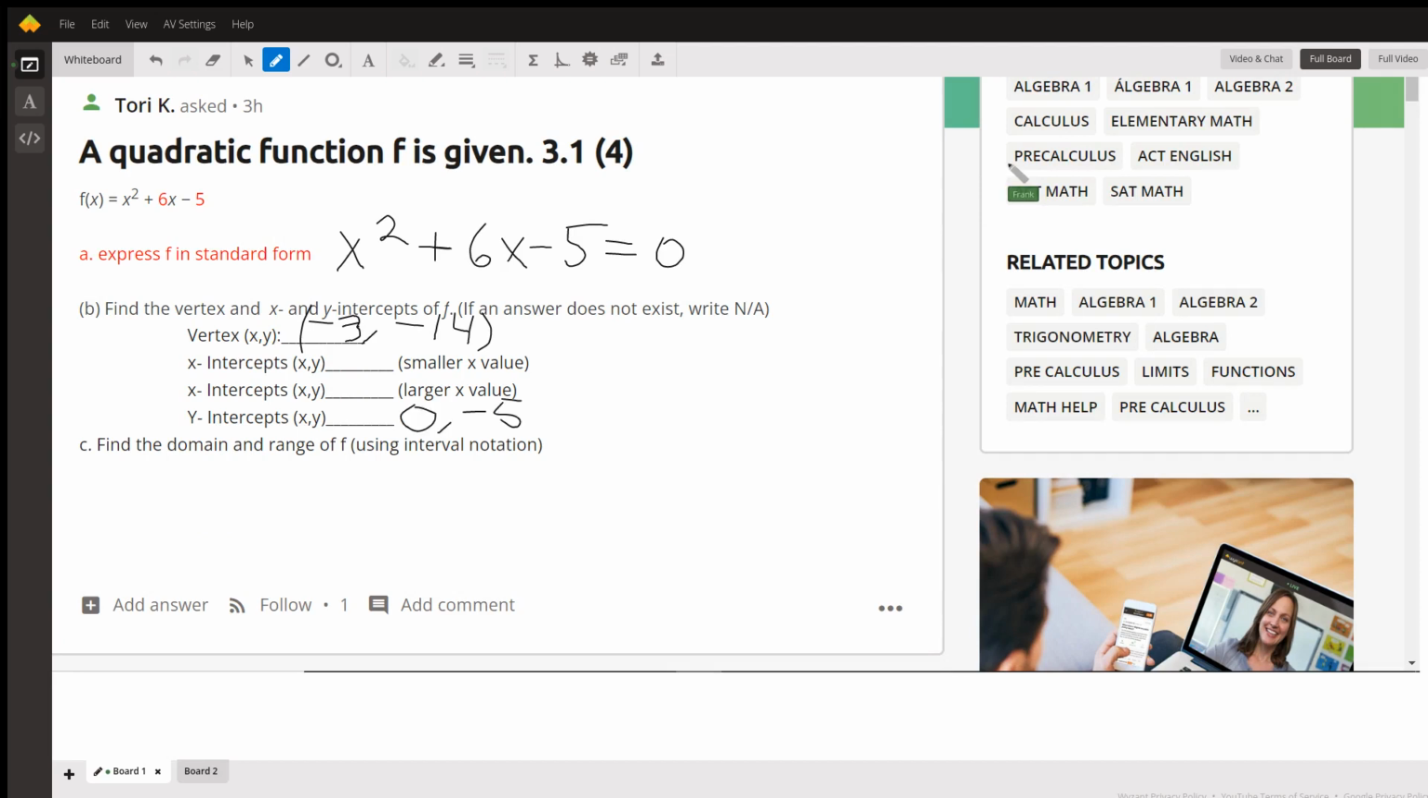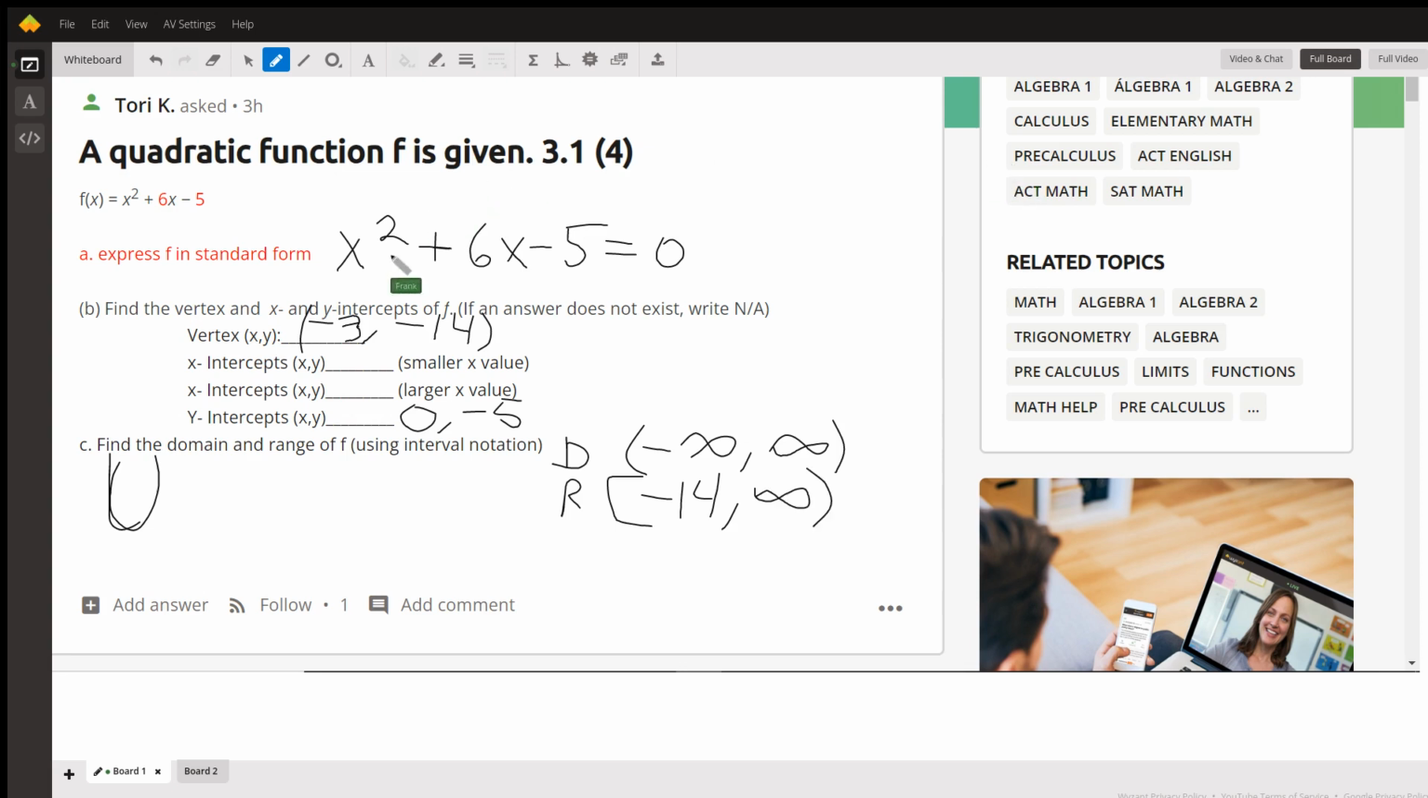I guess I'll do the domain and range. The domain is all real values, so it's negative infinity to infinity. And since this thing is shaped like a U, the vertex is the lowest value. Well, the y value of the vertex is negative 14. So the range, and that's a square bracket because it includes negative 14, is negative 14 to infinity.